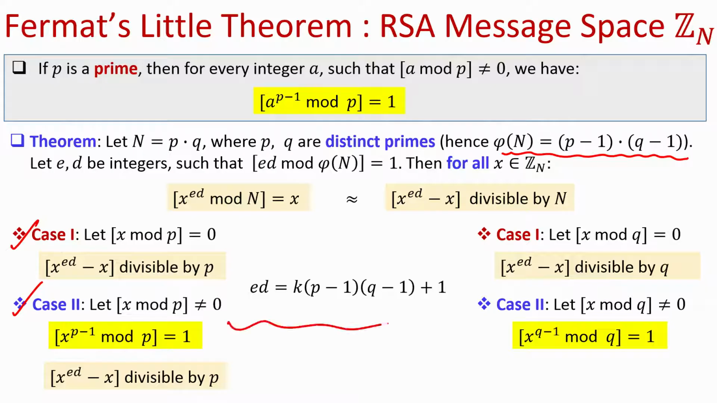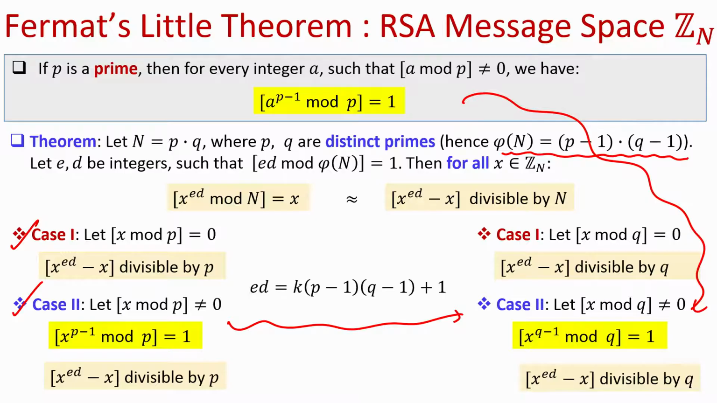On the other hand, for the case when x is not divisible by q, I can apply Fermat's little theorem here, and I can say that x to the power q minus 1 modulo q is 1. Then, using a similar argument to the one I used for the case of x and modulo p, namely that ed is k times (p minus 1)(q minus 1) plus 1, I can rewrite x to the power ed as (x to the power q minus 1) whole raised to the power k times (p minus 1), multiplied by x, modulo q.